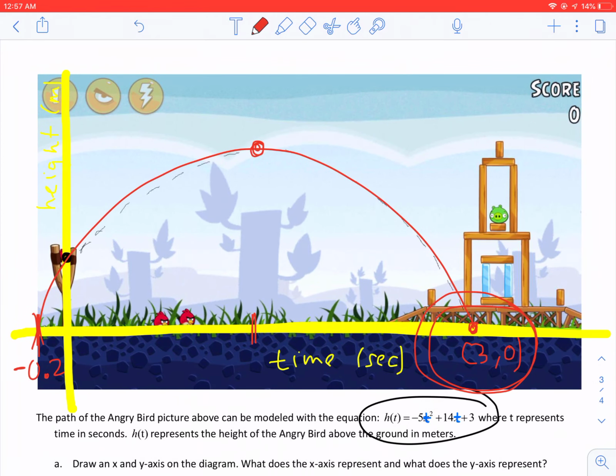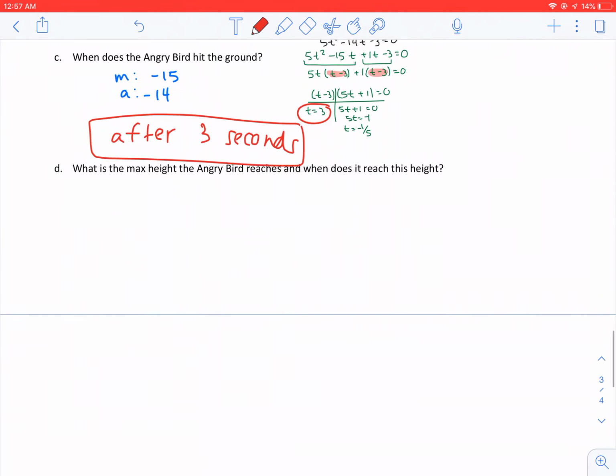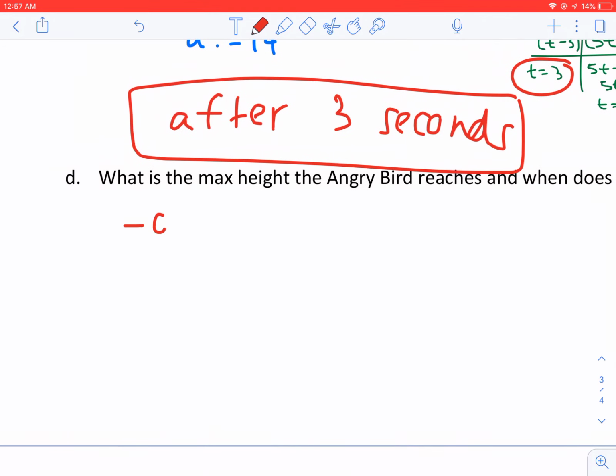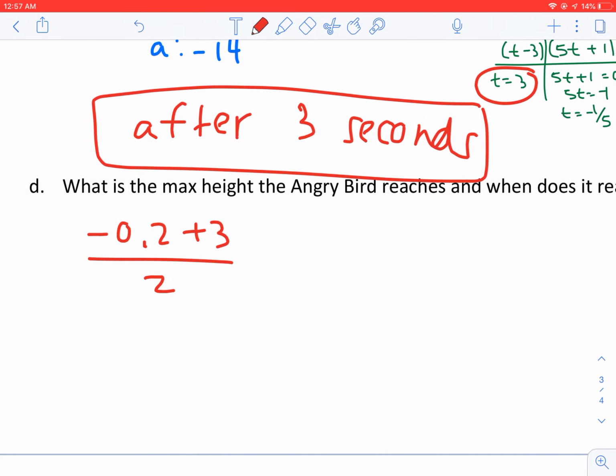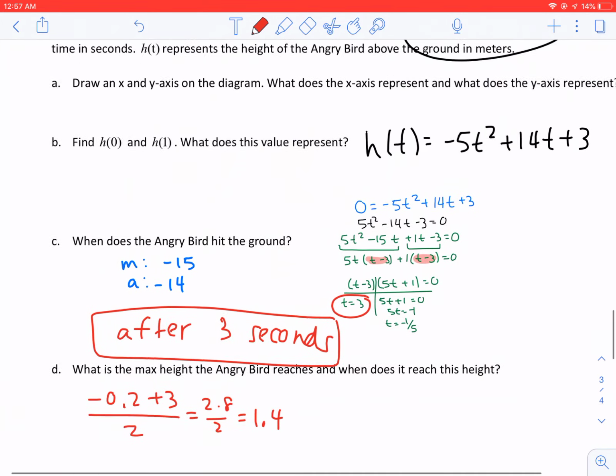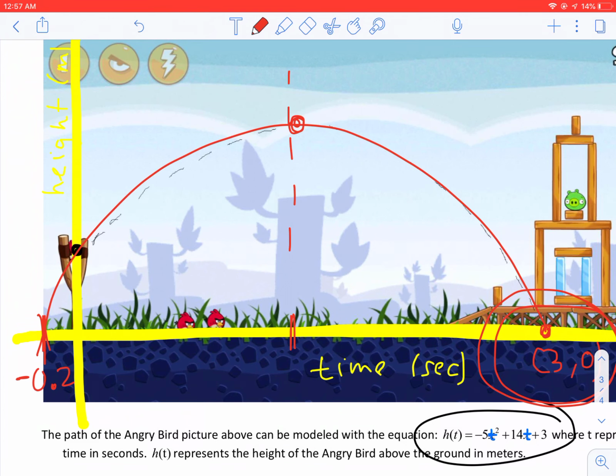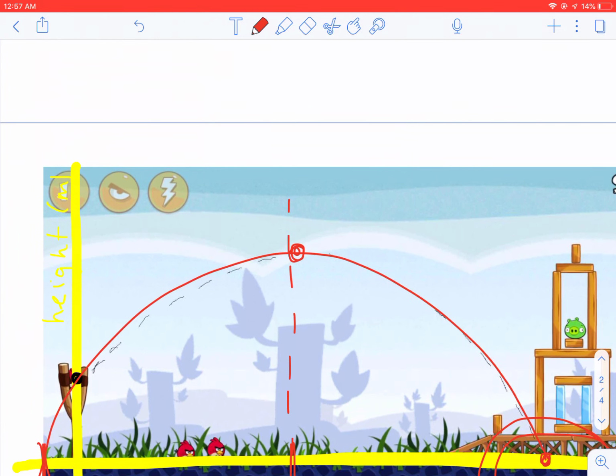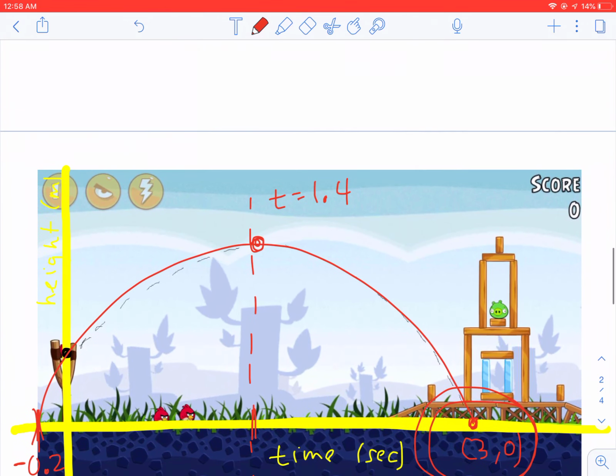So if you want what's in between negative 0.2 and 3, let's take the average of those two numbers. Negative 0.2 plus 3, divided by 2. That's 2.8 over 2, and that's 1.4. So our axis of symmetry here is actually at 1.4. And so if I want the vertex, or the max height, I know after 1.4 seconds, it's going to be right here at the vertex.